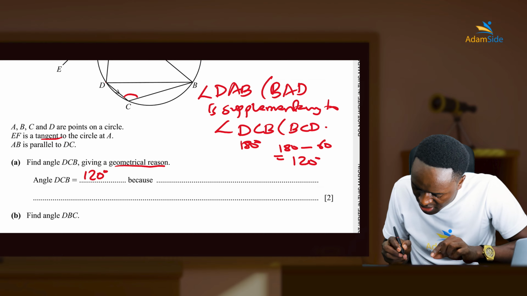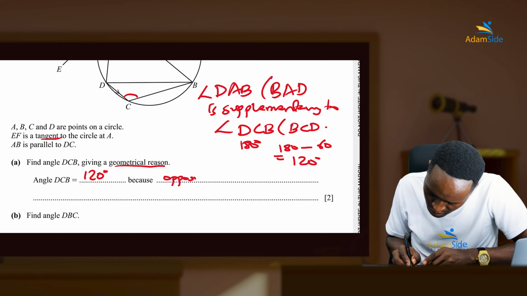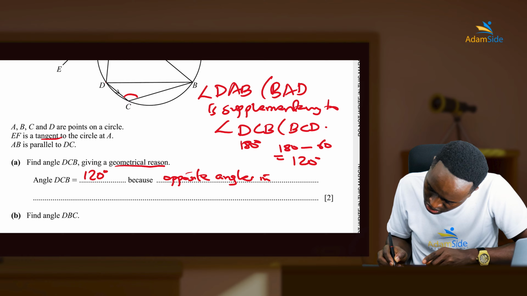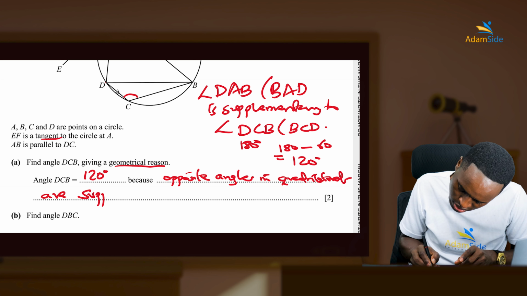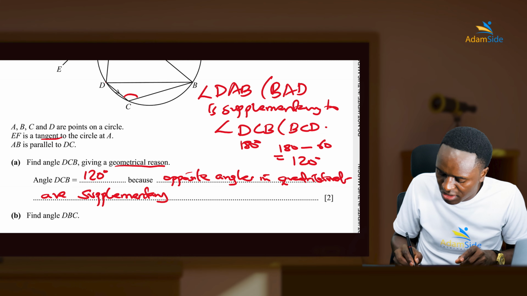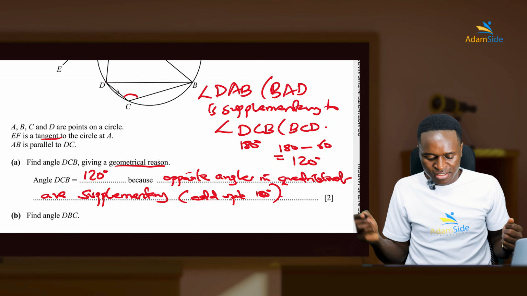And what's the reason? We say because opposite angles in quadrilaterals are supplementary, meaning they add up to 180 degrees. Correct. You get your 2 marks for the reason.